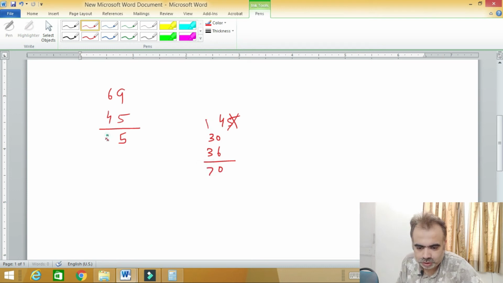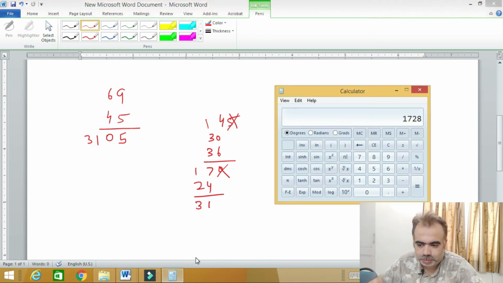Then you have to put 0 here and strike it out, and with this 7 you have to now add 6 4s are 24. So 7 plus 4 is 11, and 2 plus 1 is 3. Then this is 3105. Now I'll show you with the help of a calculator. The result is correct. This is 69 multiplied by 45. This will give you 3105.